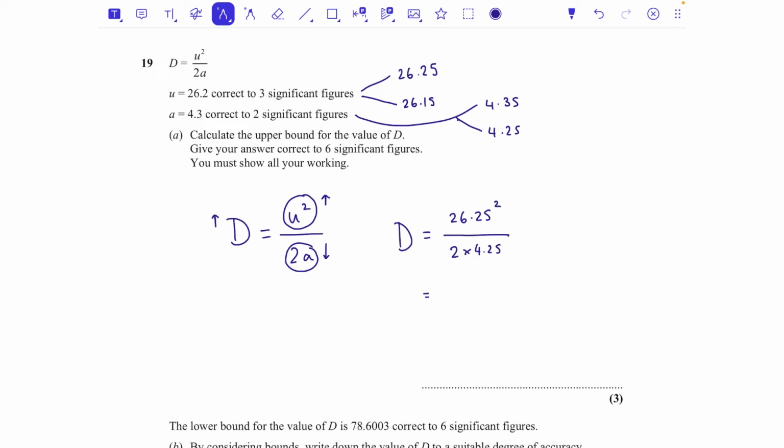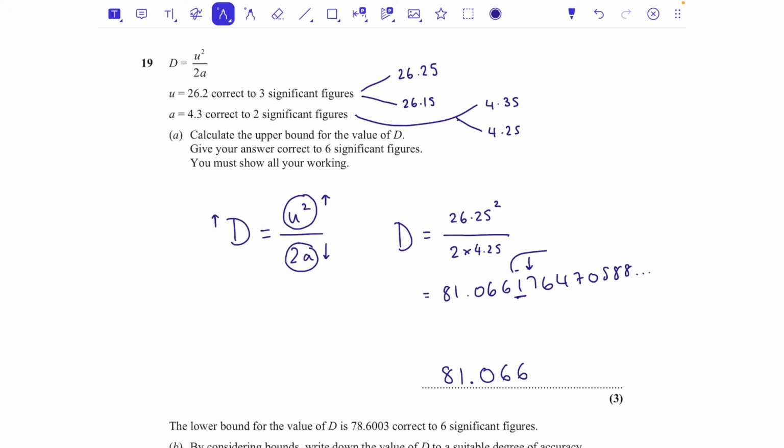Popping that in my calculator then, I've got on the numerator 26.25 squared over on the denominator 2 times 4.25. And that is 81.0661764705888 and so on on my calculator. And there's actually a recurring here, but I don't know what it goes on to. Probably something keeps going way, way, way beyond that. So 6 significant figures means 81 is my first 2 significant figures. Point, that's the 3rd significant figure, 4th, 5th, and the 6th significant figure would be a 1. And the next number is a 7.